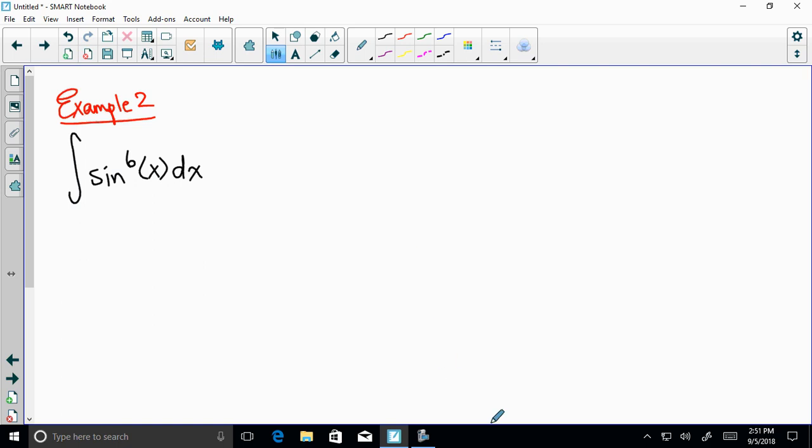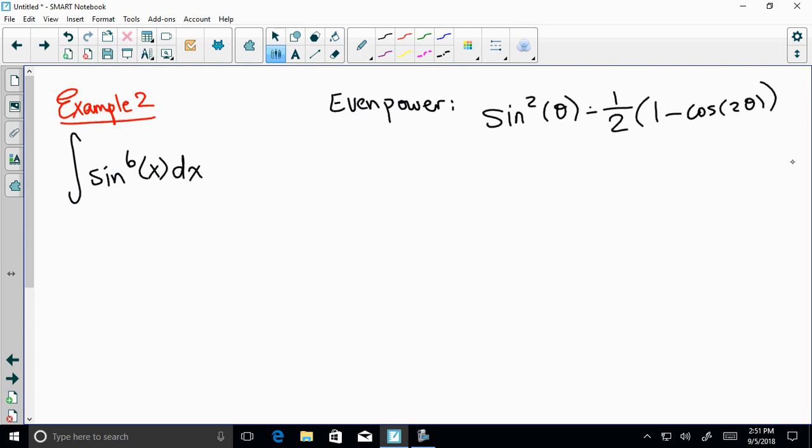Right, so let's look at this one. What kind of power do I have here, even or odd? Even. So as soon as you see there's an even power, you know that you're going to use this identity. I only have sine here, right? Sine squared of theta is what? Half. Yes, very good. A half, 1 minus cosine of 2 theta. I don't have any cosines yet, so that's the one that I'm going to use.